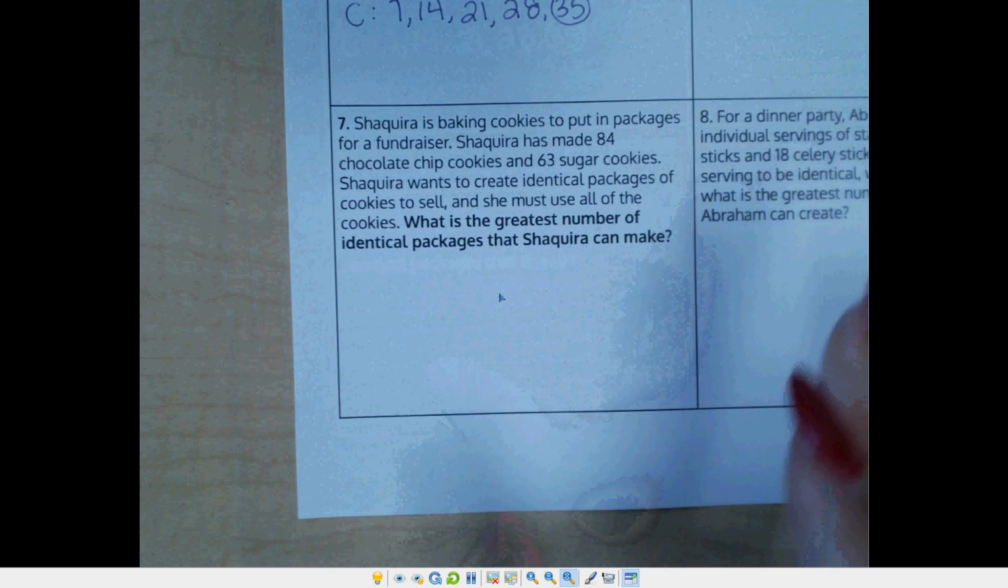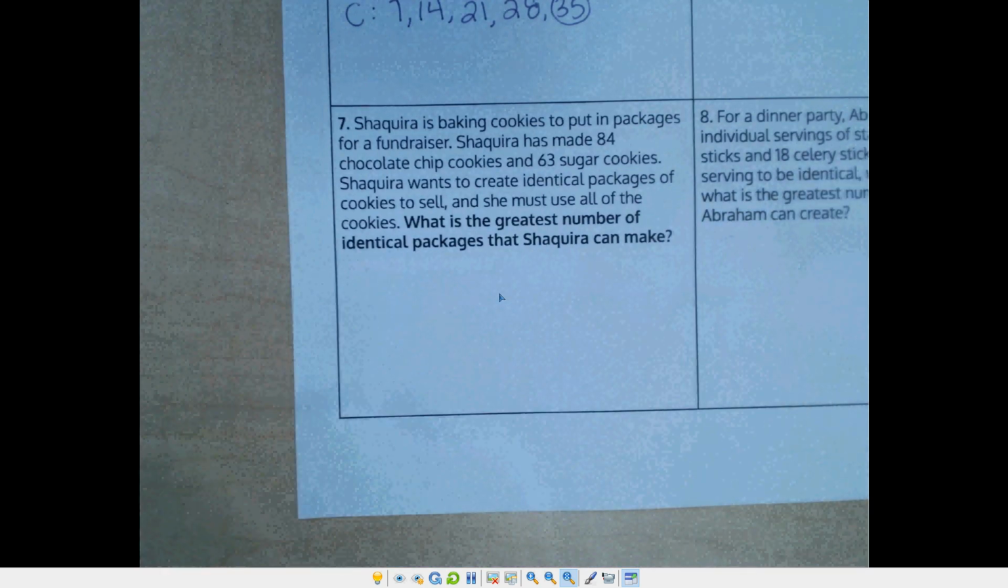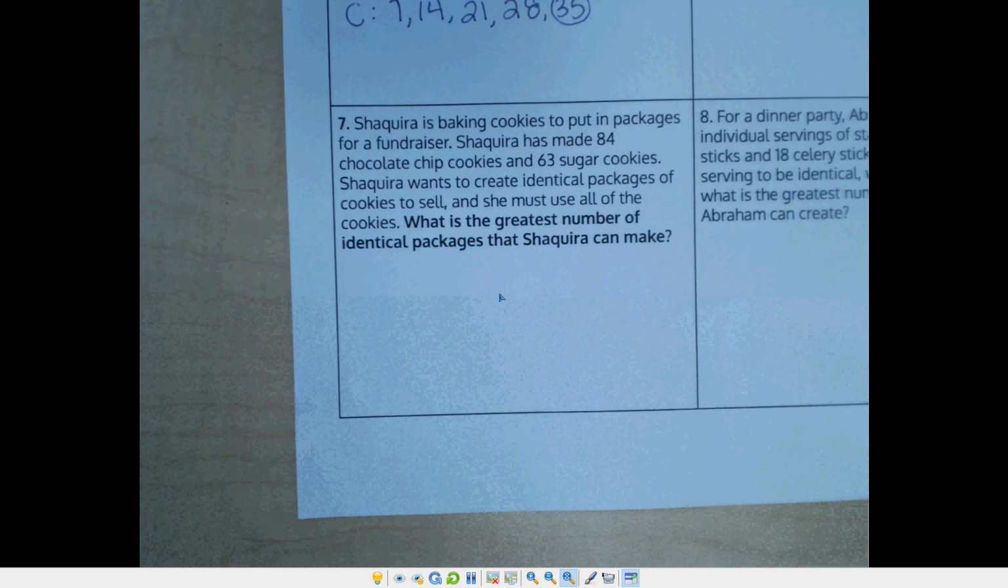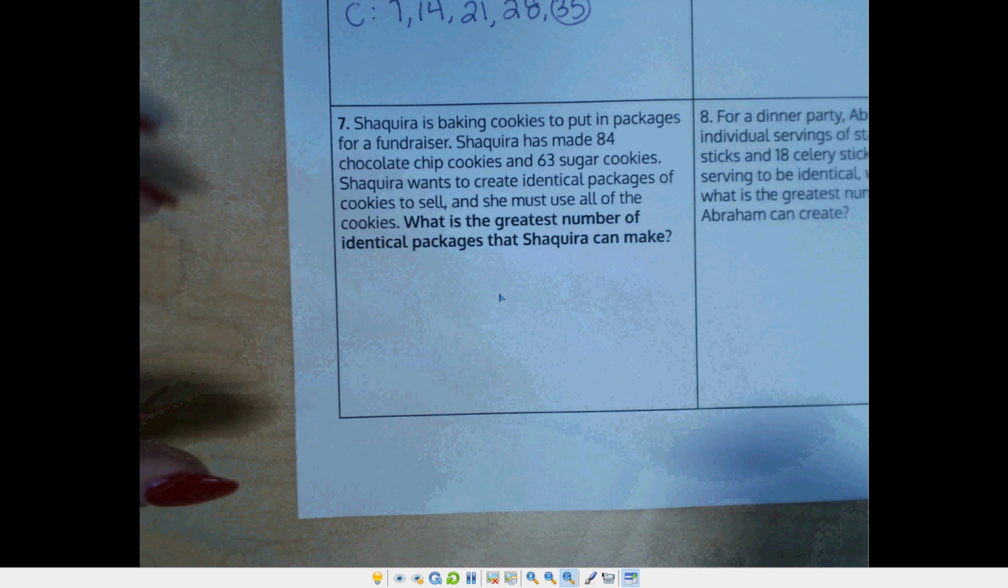Now, greatest common factor would be a situation like this. Shakira is baking cookies to put in packages for a fundraiser. Shakira has made 84 chocolate chip cookies and 63 sugar cookies. Shakira wants to create identical packages of cookies to sell, and she must use all of the cookies. What is the greatest number of identical packages that Shakira can make?